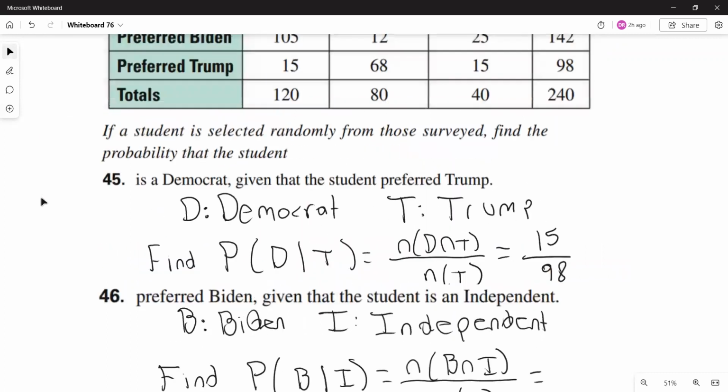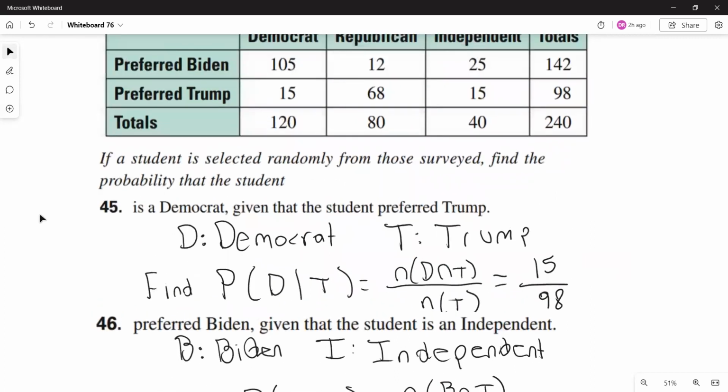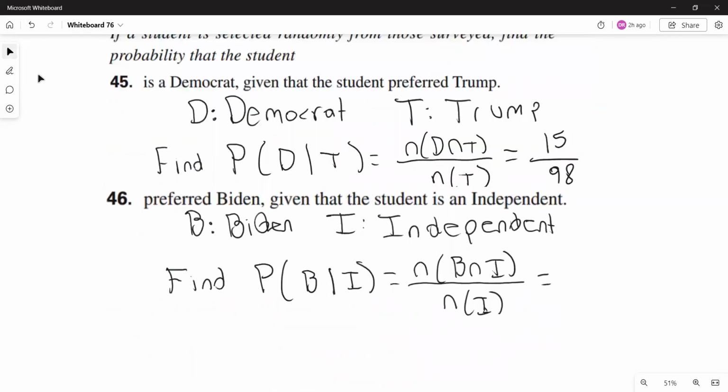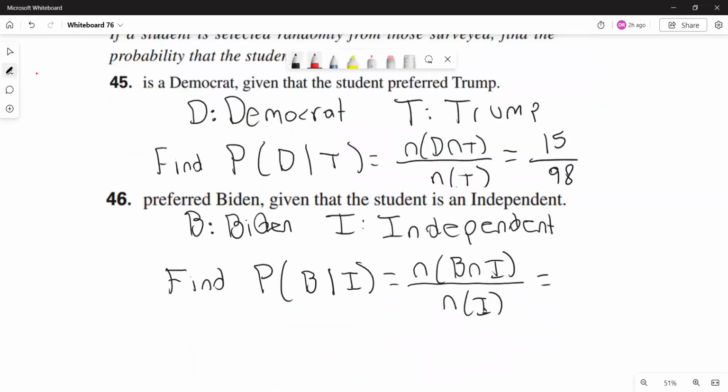So let's look back at this table. There are 25 people who prefer Biden and are independent. So these 25 people prefer Biden and are independent, and 40 people are independent. So that's going to be 25 over 40. Or we can simplify the fraction. 25 and 40 are divisible by 5, so that's going to be 5 over 8.